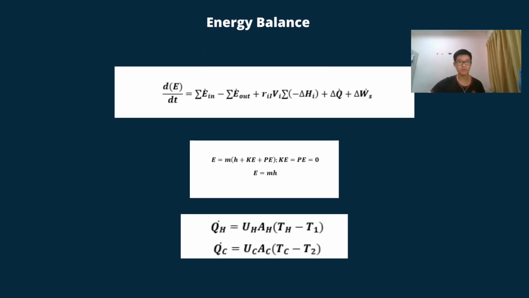Finally, we'll derive the energy balance by using this equation, dE/dt equals the sum of energy in minus the sum of energy out plus rate of reaction times volume of reactor times the sum of enthalpy of reaction, plus heat plus work. And since kinetic energy and potential energy are assumed negligible, energy equals mass times enthalpy. QH is the heat supplied by the heater, and QC is the heat removed by the cooler. And this is the energy balance for the SMR reactor.